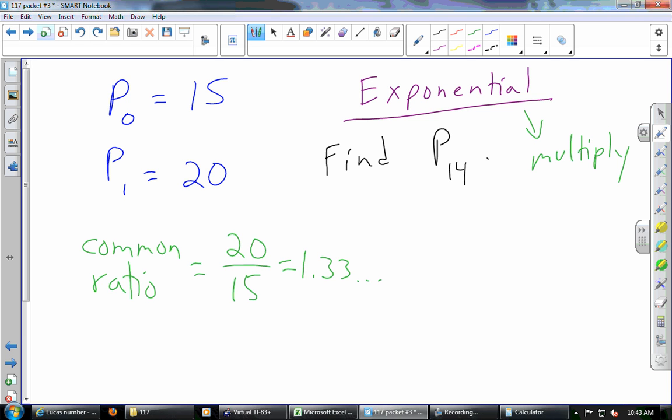Next thing, I didn't specify whether I wanted a recursive or the explicit. All I want is P14. But which one are you going to use? Explicit. The recursive one relies on knowing P13, which relies on knowing P12. So use the explicit one. There are 4 formulas. There's only one of them that's appropriate for this. Find it. They're all on that one page. You want the explicit version for exponential growth.